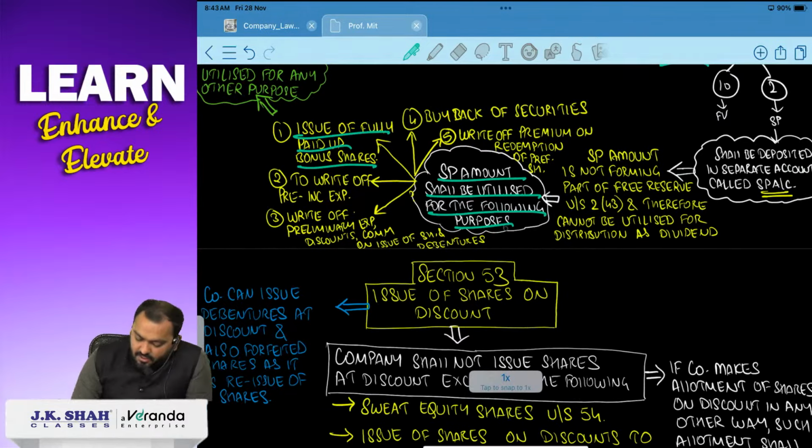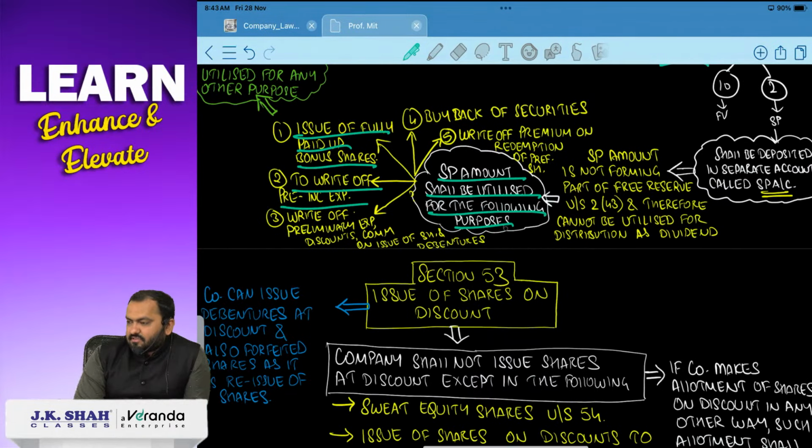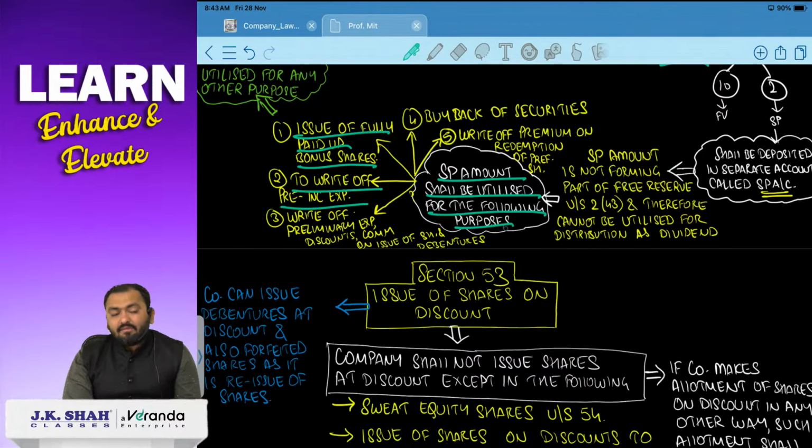Second, to write off pre-incorporation expenses. What are these pre-incorporation expenses? Before the company was incorporated, there was some procedure done by the promoter of the company, right? Let's say for example, whatever property they are going to purchase, or if they hire some professional to follow the legal procedure for incorporation, whatever contracts are required for incorporation of the company, all those contracts will be done by the promoter. So whatever expenditure the promoter has incurred for incorporation of the company can be taken out from the securities premium account.